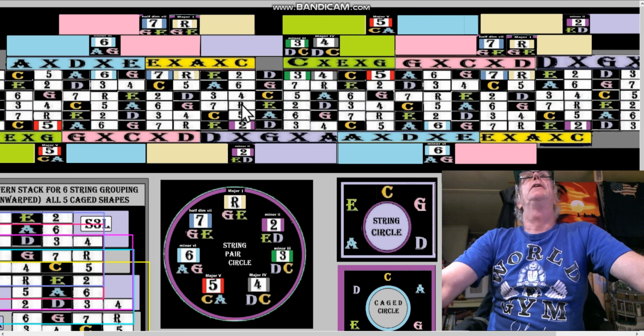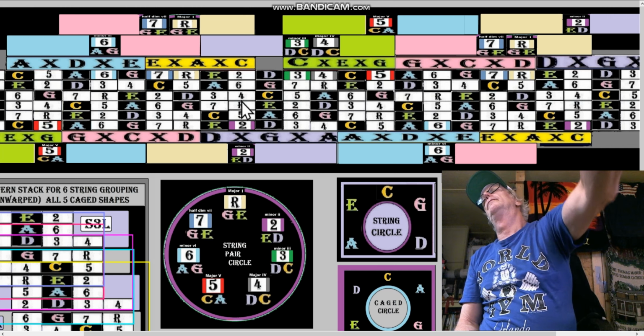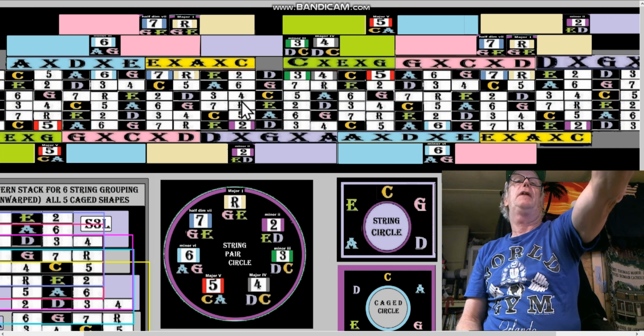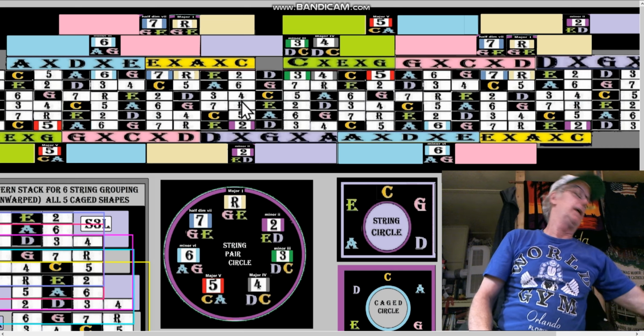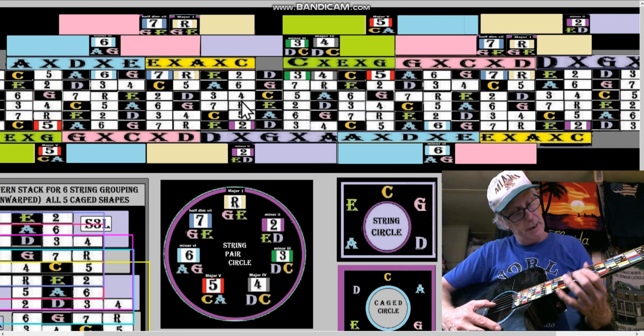Because let's face it, let's talk about roots so it's easy. A flat or G sharp. Okay, so let's look at G sharp. Let's first find our G sharp. You've got to do that, right?